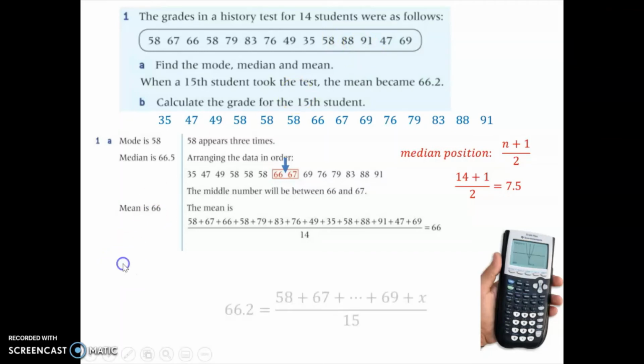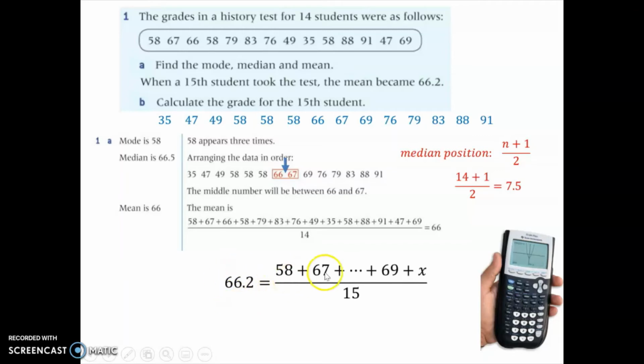Here's how we can do it. We set up our average formula, which is adding all the data values divided by the number of data values, right? So here again, I'm writing out, showing that we're adding all these. I put ... here to save some time. And at the end, I added plus X, that unknown new test result for student 15. And then I'm dividing by 15. And we know the result of that average calculation will be 66.2. That was given to us. So now we have an algebraic equation we can solve.